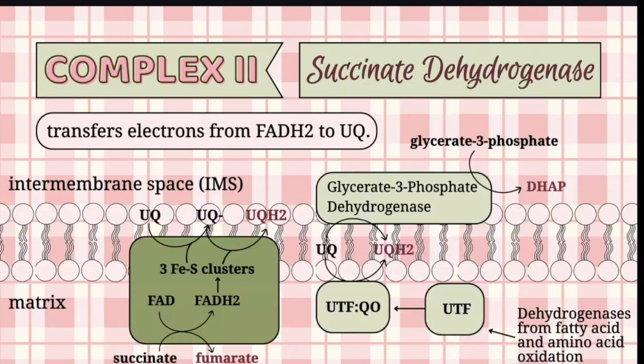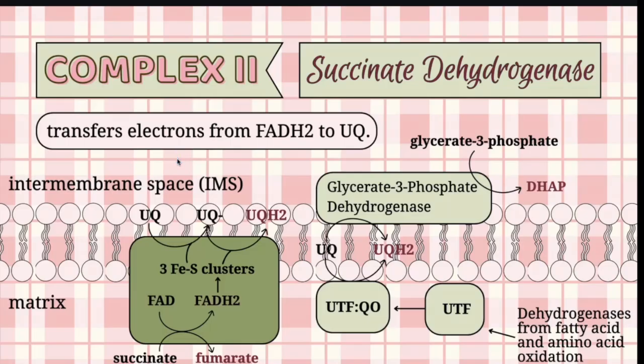So now we move on to complex 2. Complex 2 is also called succinate dehydrogenase. Does this ring a bell for you guys? The name? Do you remember hearing this anywhere? Succinate to fumarate. Yes, exactly. During the TCA cycle, step 6. So basically, this enzyme is also involved in the TCA cycle.